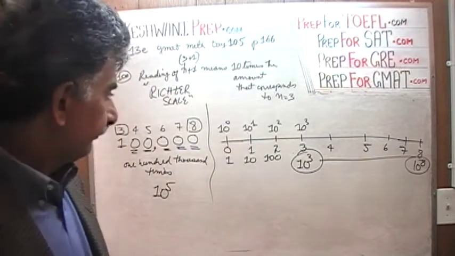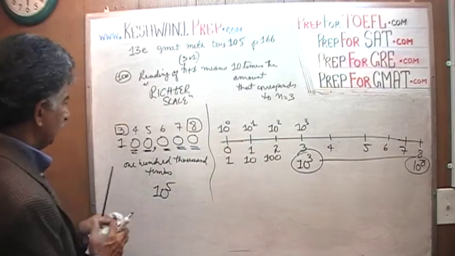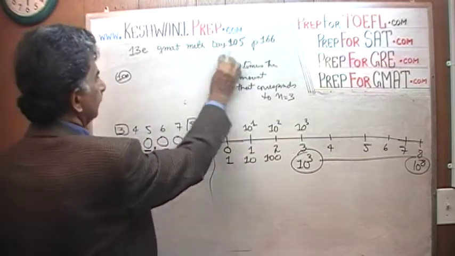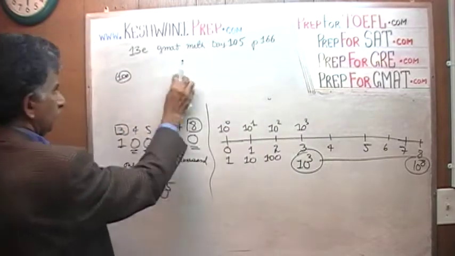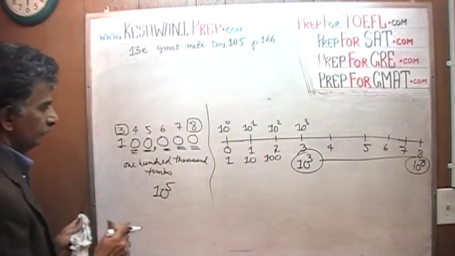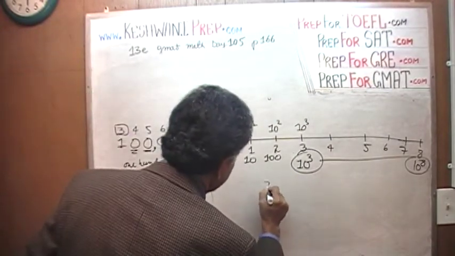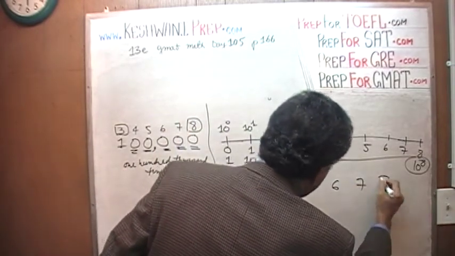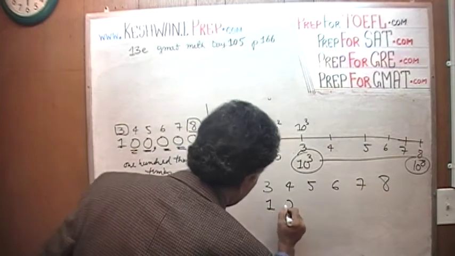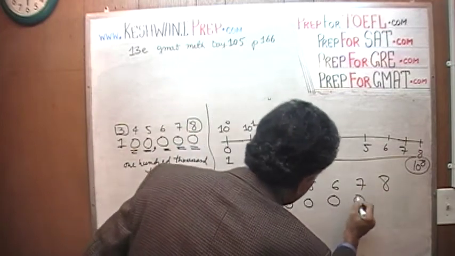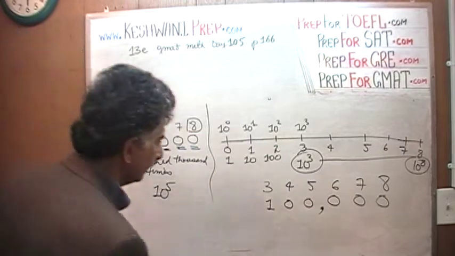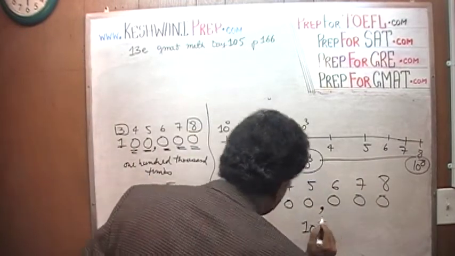Let's do one more, shall we? I'm going to leave that alone if you're interested. Let's do the next one. So one more time here. We started out with 3, 4, 5, 6, 7 and 8. All you have to do is start putting zeros. There you go. It's 100,000. 10 raised to 5.